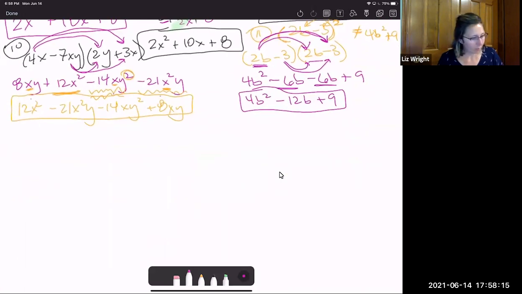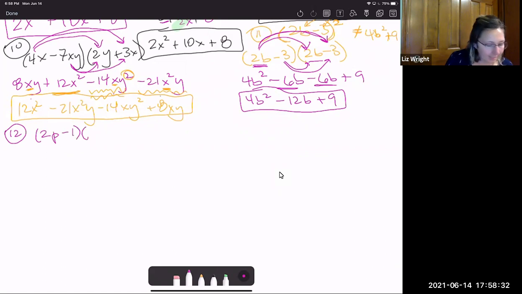All right, I've got a couple more multiplication ones and then we switch into dividing. Number 12. So this time we're going to take a binomial times a trinomial. So we've got 2p minus 1 times the quantity of 3p squared minus 3p plus 1.